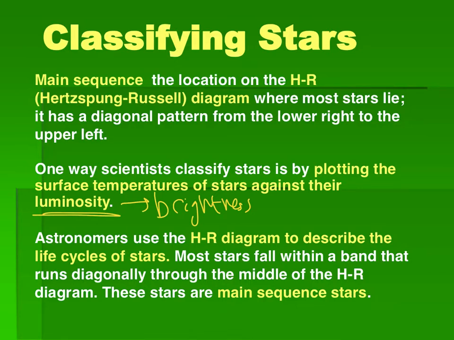Astronomers use this HR diagram to also describe the life cycles of stars because stars actually change from their original state to a few different types of stars as they live and die. So what this tells us is that stars do die. They run out. They have a shelf life, and this might be something new for you, or maybe you already know that. So we're going to look at these main sequence stars.